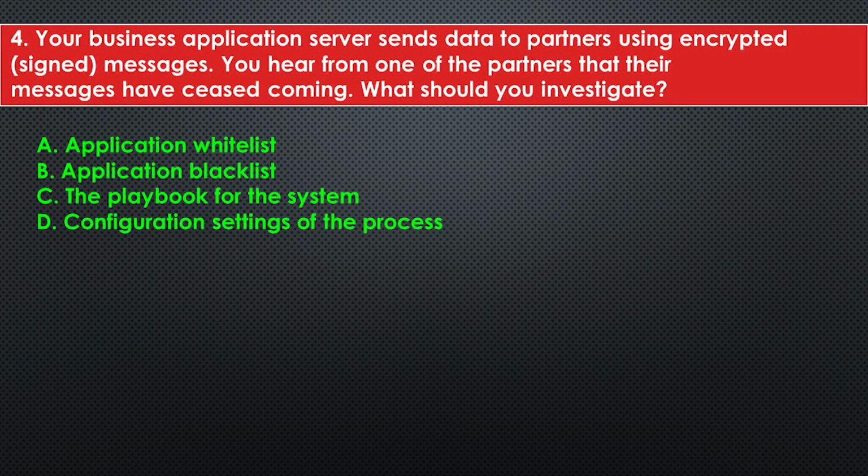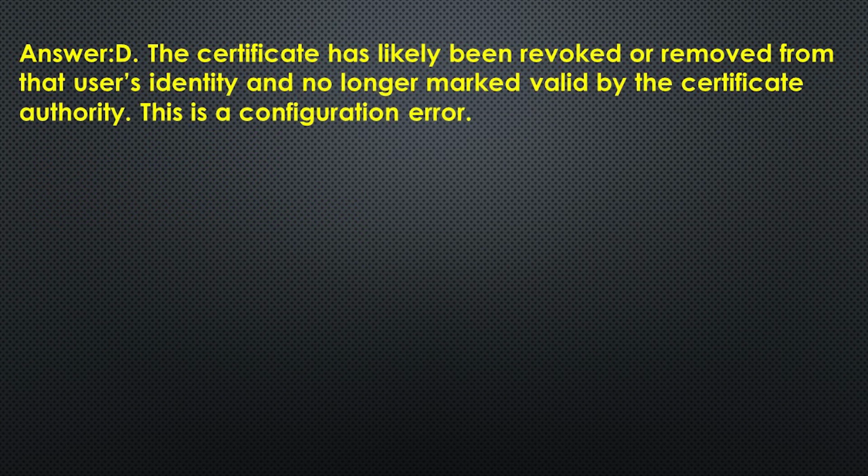4. Your business application server sends data to partners using encrypted, signed messages. You hear from one of the partners that their messages have ceased coming. What should you investigate? A. Application whitelist. B. Application blacklist. C. The playbook for the system. D. Configuration settings of the process. Answer D. The certificate has likely been revoked or removed from that user's identity and no longer marked valid by the certificate authority. This is a configuration error.